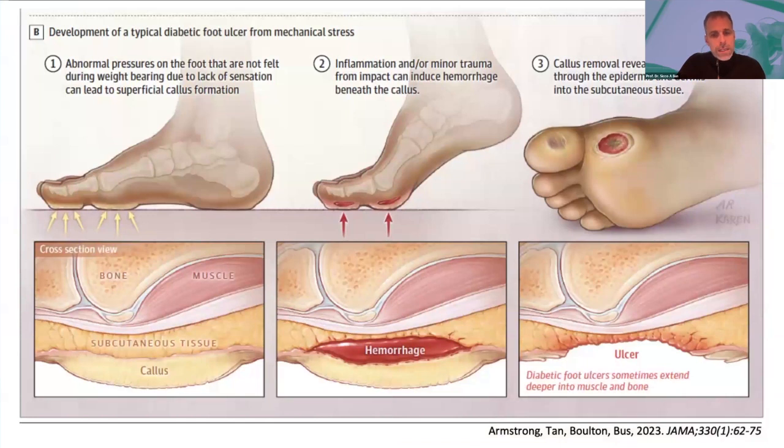Here it's depicted a little more graphically, where this most common mechanism of repetitive stress is shown. Because of the abnormal pressure being applied repetitively during the day from all the weight bearing that we do, there's callus formation, and from the inflammation and further minor trauma from the impact, hemorrhage develops underneath that callus. When the callus is removed, the skin breakdown shows through the dermis and the epidermis, which then, of course, results in a foot ulcer.